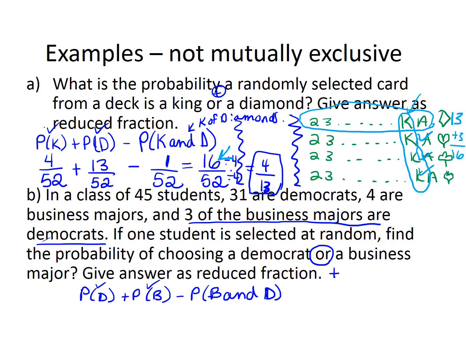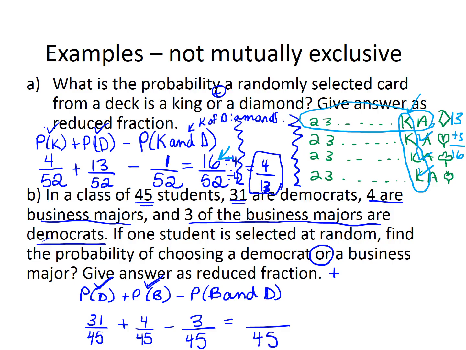The probability of Democrat is 31 out of the 45. Again, this is probability, meaning randomly selecting a Democrat, is 31 out of 45, plus probability of a business major, which are 4 out of the 45. 4 are business majors. But again, 3 business majors are Democrat, so I already counted them. I counted 3 here and 3 here, so I need to subtract off the 3 business and Democrat.